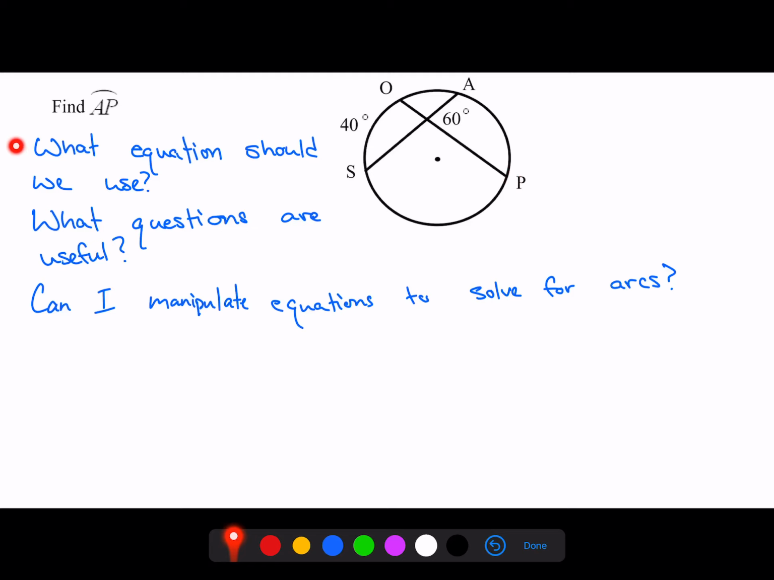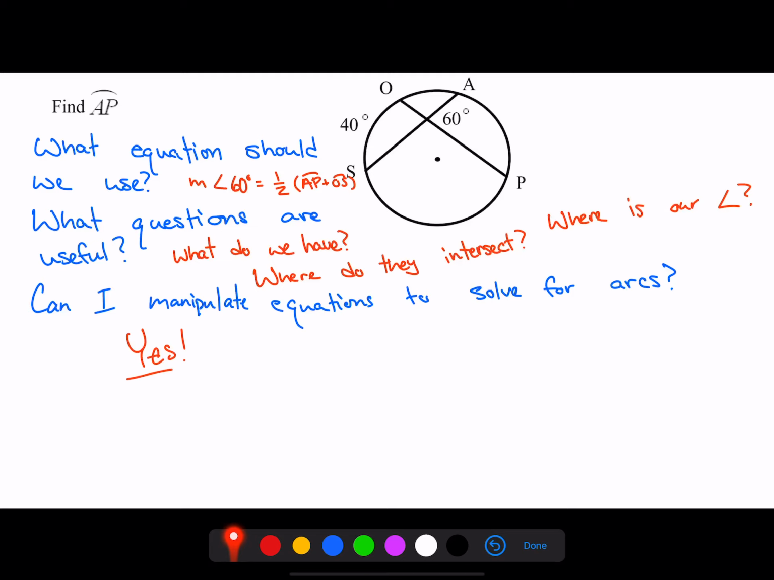Here are the questions that we'll go ahead and start with. Which equation should we use? Which questions are useful? Can I manipulate equations to solve for arcs? Well, let's go ahead and answer those. For our equation, again, we have an intersection inside of our circle, so we should be using the plus equation. So the measure of angle 60 is equal to 1/2 of AP plus OS.